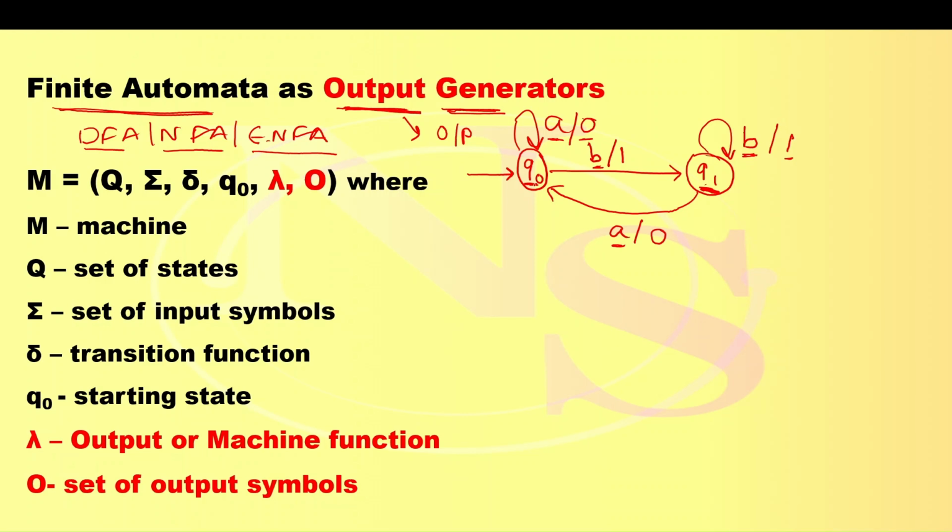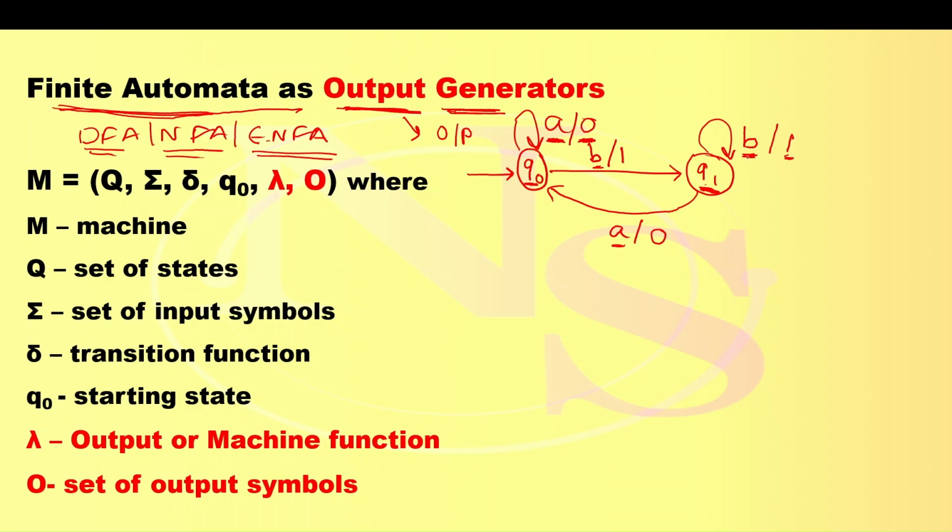As here this automaton gives the output at the same time when it reads the input. Q0 reading A and giving the output 0 at the same time. So in the case of output generator automata, there is no final state, which was present in DFA, NFA and epsilon NFA, the finite automata as language recognizer. In that case a final state was present, but here, as output generators, a final state is not required, hence it is not present. Then how can we define this? There are two scenarios. Here output is associated with input.